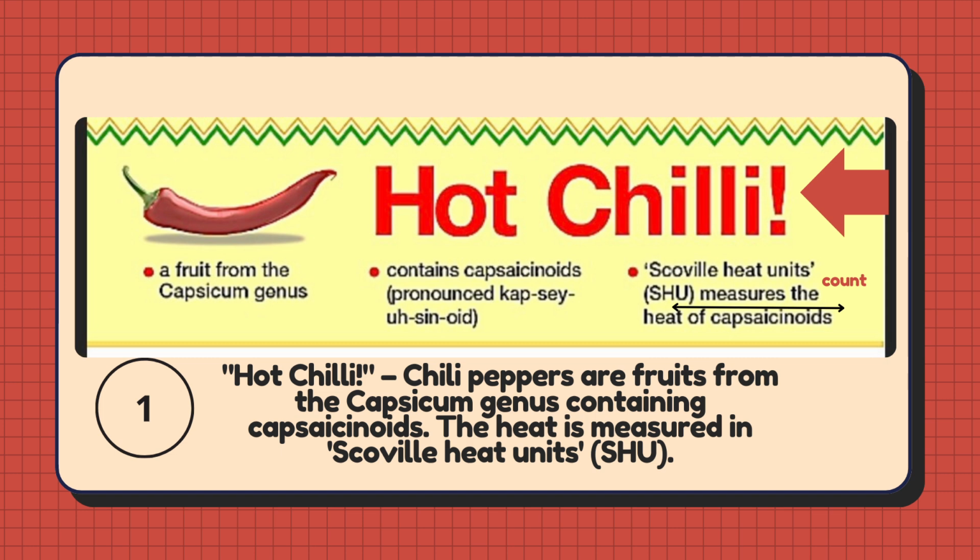So, in the first part of the text, chili peppers are fruits from the capsicum genus containing capsaicinoids, and the heat of the hot chili is measured in SHU, also known as Scoville heat units.